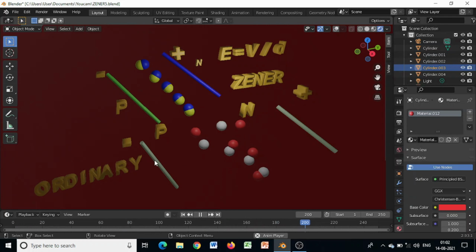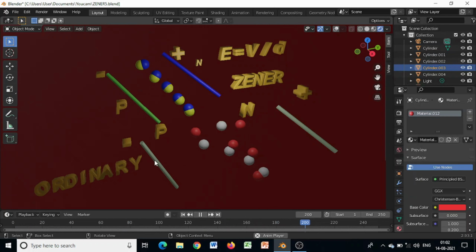Look at the animation. It increases. It also increases. And compare the two cases. As soon as the switch is turned on, the width of the depletion region increases, but in the Zener diode, thickening is not so much. Thickening is there, but not so much as in the ordinary diode. Ordinary diode thickening is more than the thickening of the Zener diode.